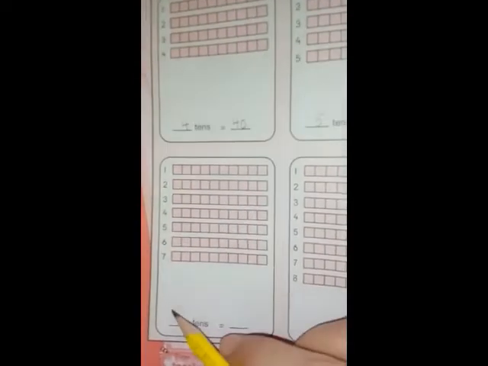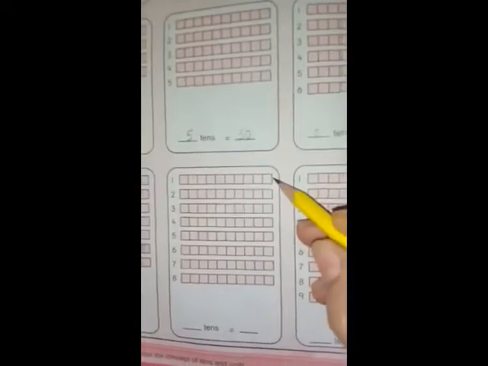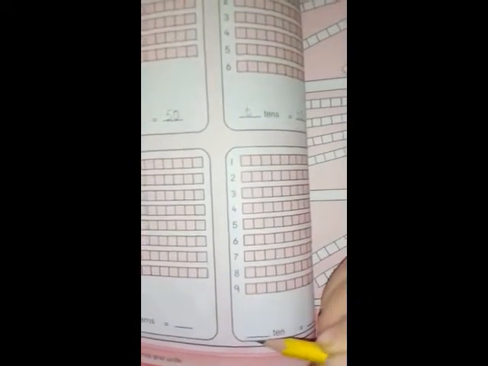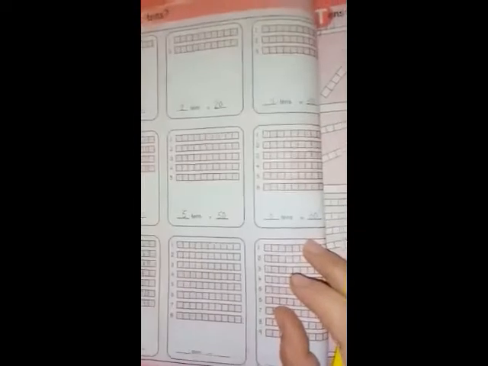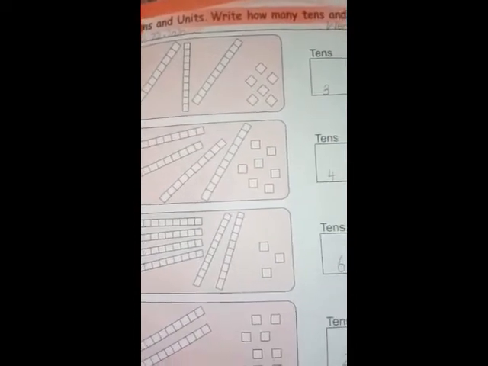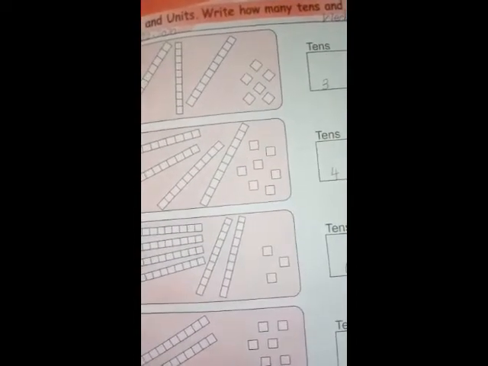Count the next one. We have 70 units. It means we have 7 tens. We have 80 units here, 8 tens. 90 units, 9 tens. Very good. From this pattern you can learn easily. The next topic is tens and units. Write how many tens and how many units.